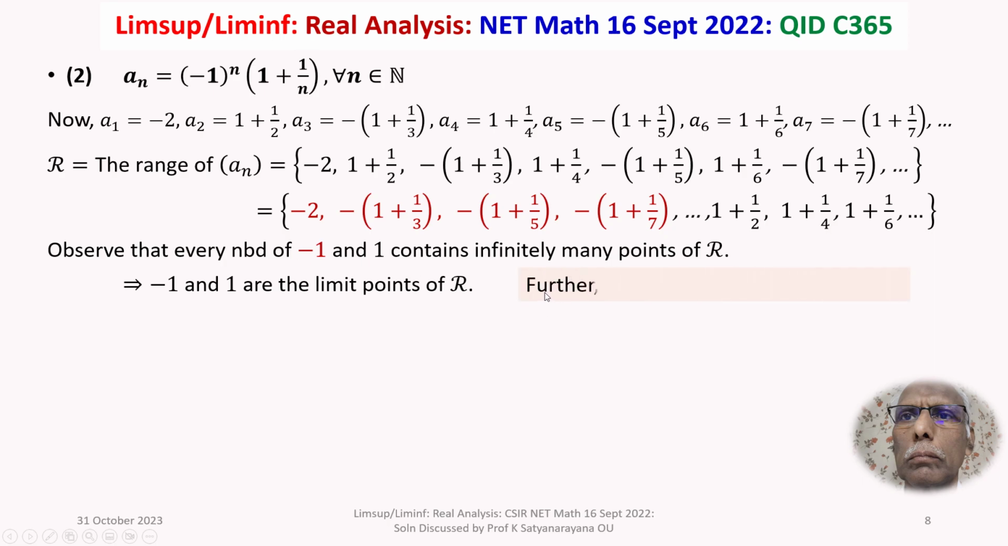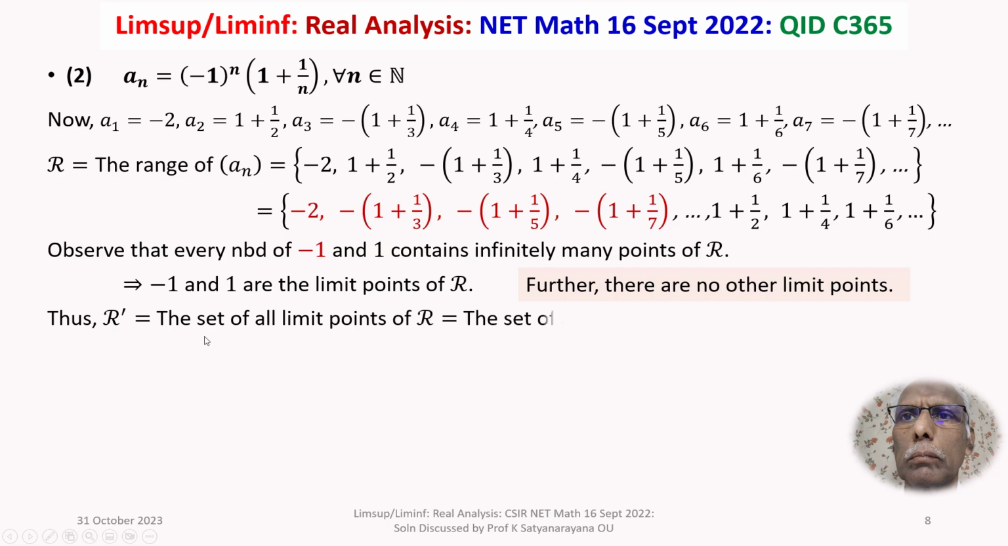Further, there are no other limit points. You can check. Thus R prime denotes the set of all limit points of R. That is precisely the set of all limit points of the sequence. There are just two elements only, that is the set consisting of minus 1 and plus 1.